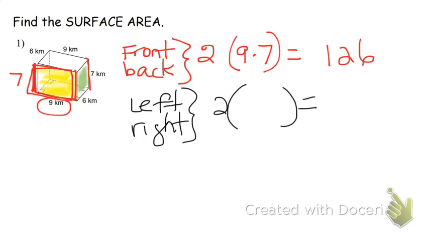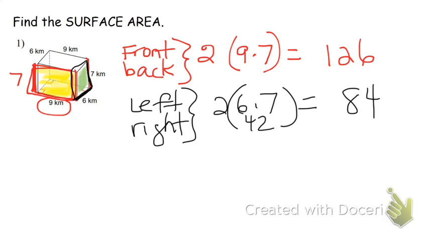Now, what two dimensions do we use to get that green side? Trace this side, and what two numbers are you going by? You have a 6 and a 7. So that's 6 times 7 for that side, which would be 42. But we have two of them, so 2 times 42 would be 84 for the left and right.